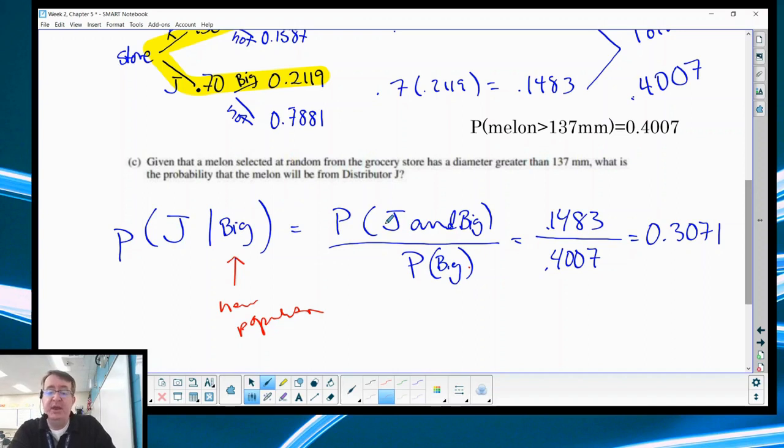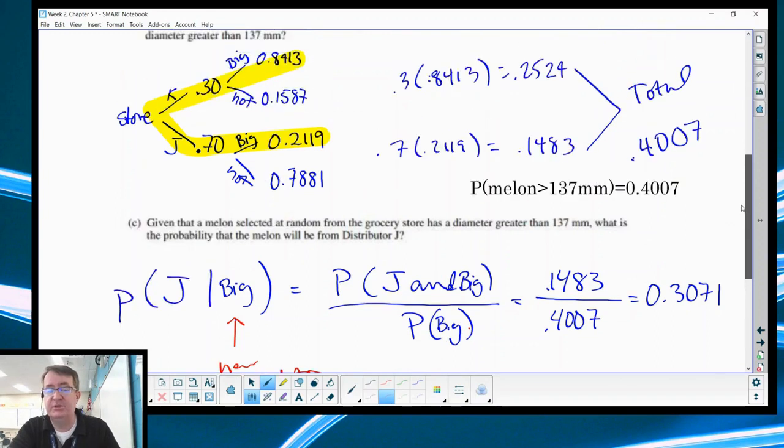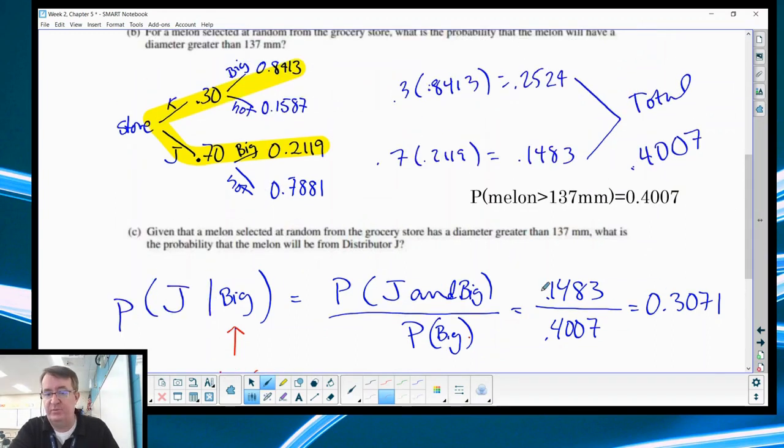On the top, you need to have both coming from that population and also having the characteristic that you want. So it's the probability of J and big divided by the probability of being big. That is where I came up with these numbers here. So my new population is what we found here, 0.4007. Then I want the ones for J and big, which is here, so I'm going to use this number, 0.1483. Divide that out, and we get almost 31% chance that if you pick a large melon, it will be from distributor J.